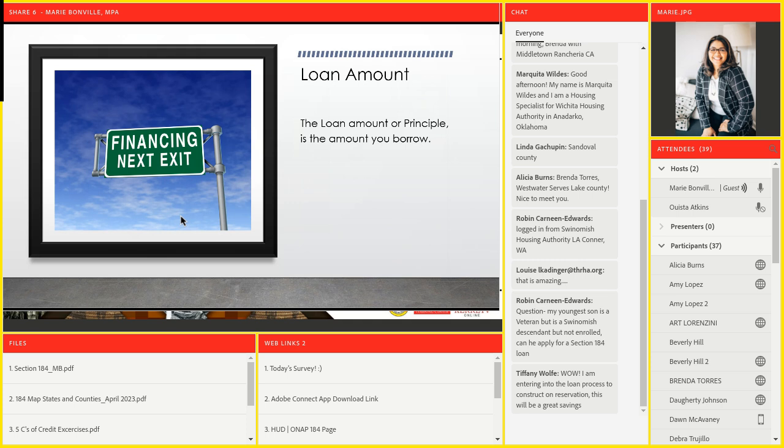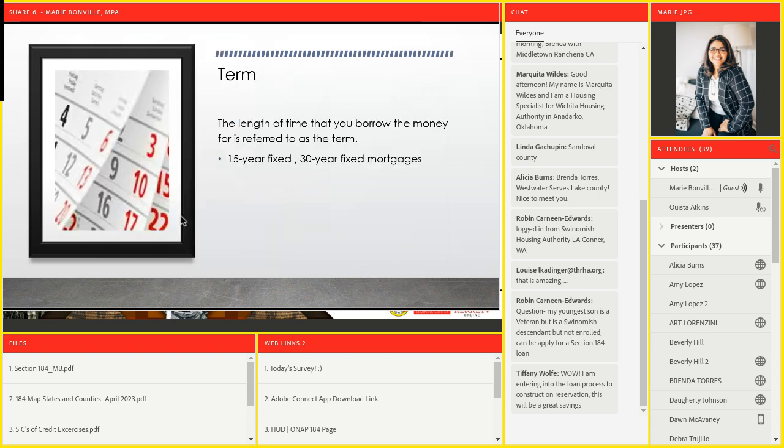So you've got your loan amount, also known as principal. There are a lot of words that are interchangeable, and that's what confuses folks. They might see loan amount in one place and principal in another. Term, as I said before, 15-year fixed, 30-year fixed. In our world, we don't really mess with ARMs, or adjustable rate mortgages. We like a client to have a fixed rate for the length of the loan.